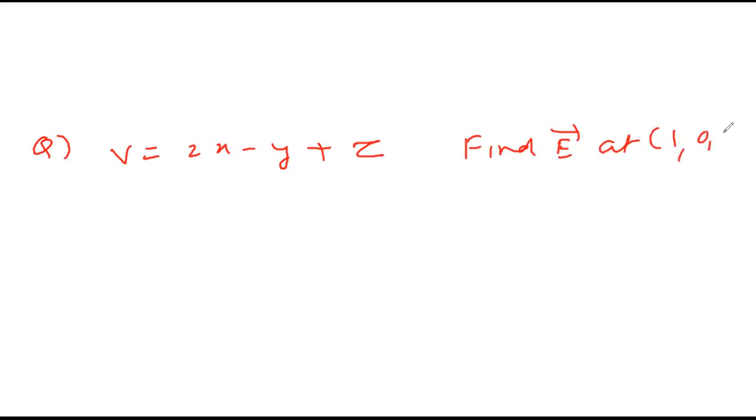Based on this, we are solving few sums. V is 2x minus y plus z. Find E bar at 1, 0, 1. Find also magnitude of E bar.